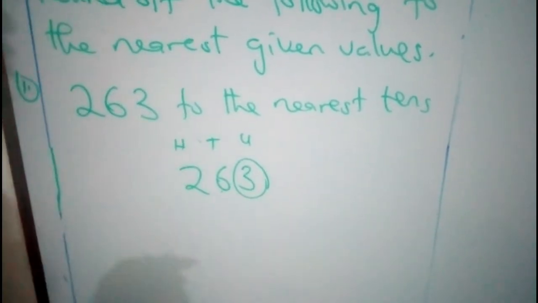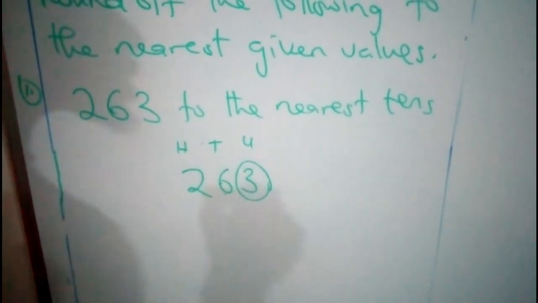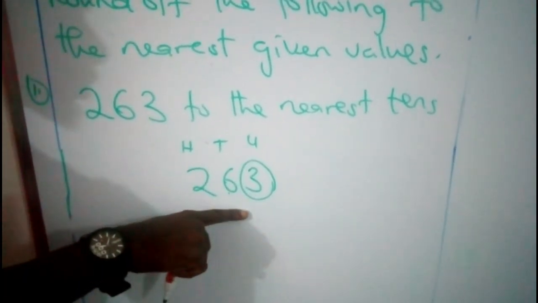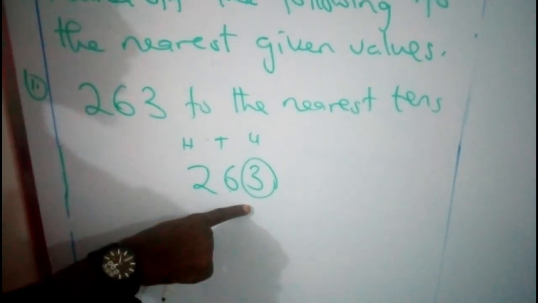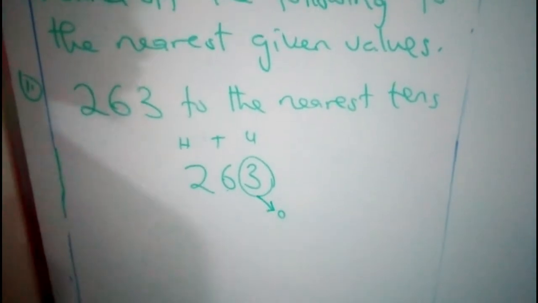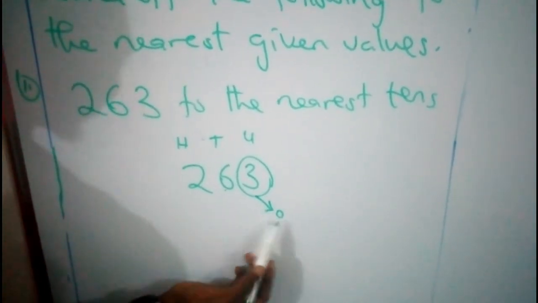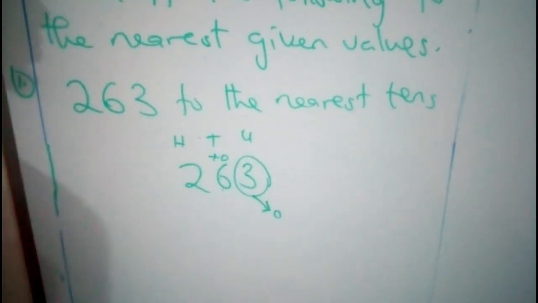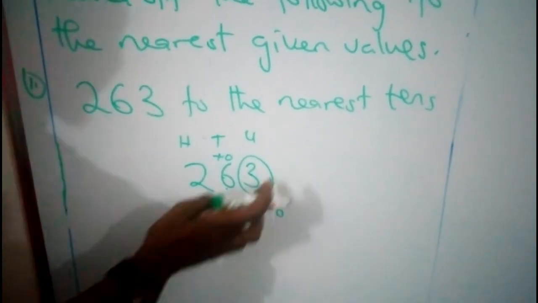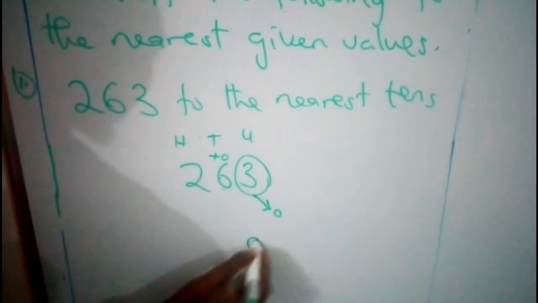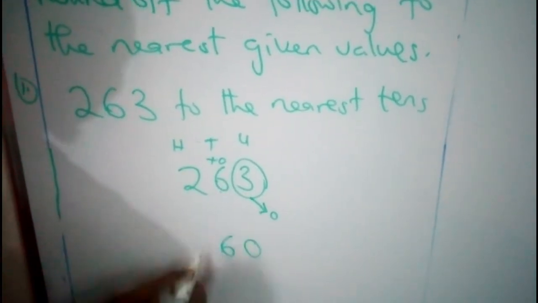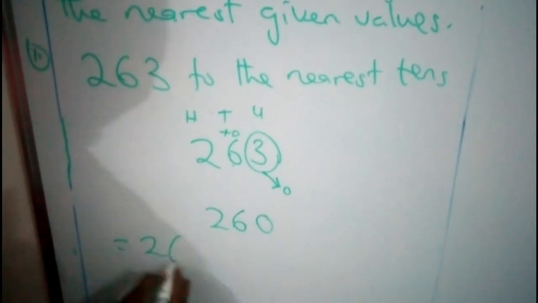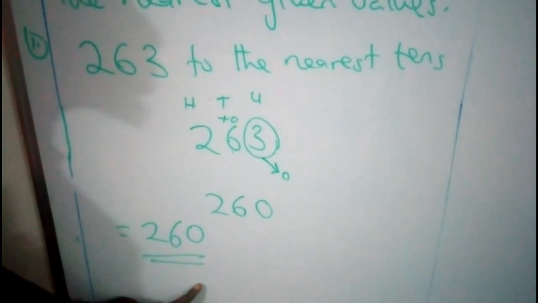For numbers like 3, what do you do to it? Do you round it up or down? The answer is you round it down, because it is less than 5. Don't forget, we round down numbers less than 5, and we round up numbers equal to 5 or above. Since 3 is less than 5, we round it down to 0. What do you do to that 0? You quickly add it to the next number, which is your 6. Anything you circle becomes 0 automatically, and if there are numbers after it, they become 0 too. So 6 plus 0 gives you 6, and your 2 remains as 2. So the answer is 260. 263 to the nearest tens is 260.